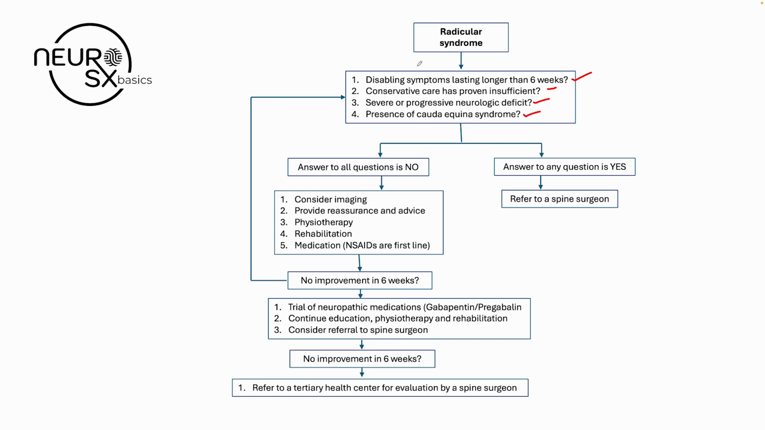Now, if the answer to all the questions is no, that means the symptoms are less than 6 weeks, they might not have received conservative care, they do not have any progressive or severe neurological deficit, and they do not have cauda equina syndrome, then for a patient with radicular syndrome, we can consider imaging. This is important to remember: if the patient has radicular syndrome, and does not have any of these 4 features, you can still consider imaging. Most likely you will go ahead with imaging.